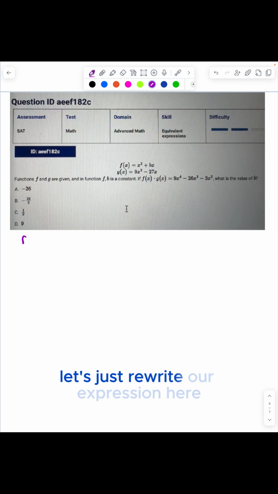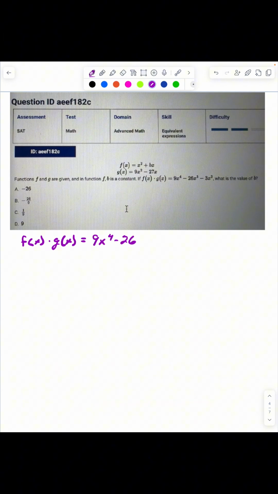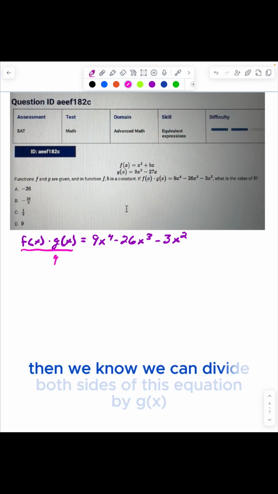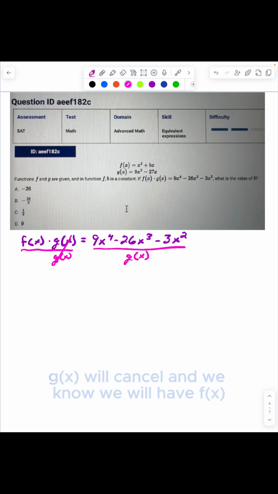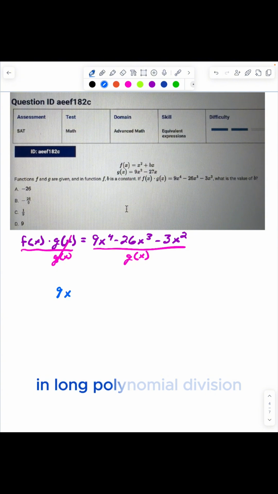Let's just rewrite our expression here. We have f of x times g of x is equal to this quartic expression. Well, if that's the case, then we know we can divide both sides of this equation by g of x. On the left-hand side, g of x will cancel, and we will have f of x. And the easiest way to do this is just to engage our skills in long polynomial division.